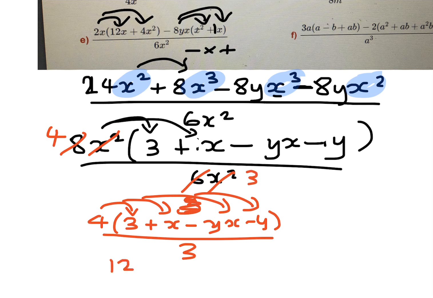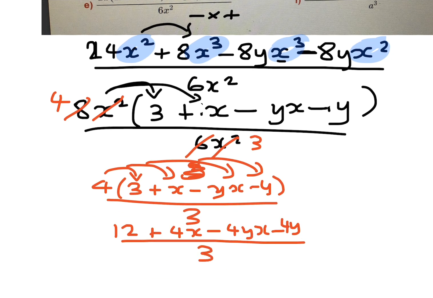4 3s are 12, 4 x's are 4x, 4yx is minus 4yx, 4 times y is 4y, and all over 3. So you have to leave the 3 on the bottom because there's nothing to cancel it out with. So it just stays as a fraction.